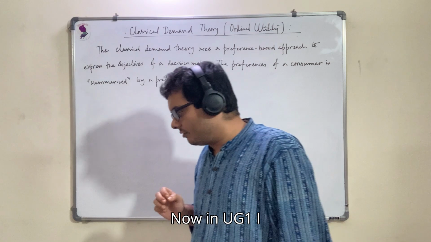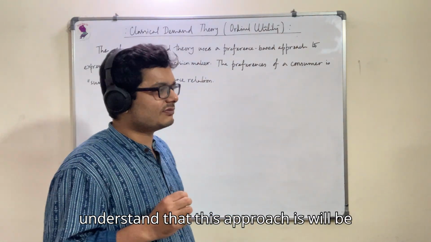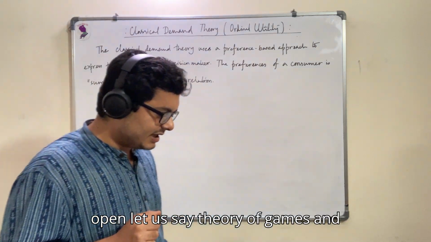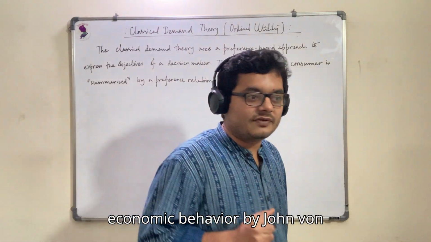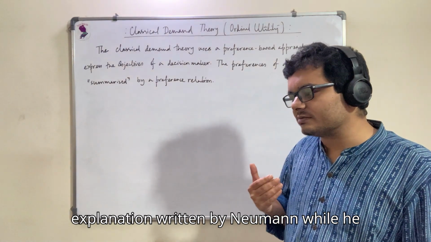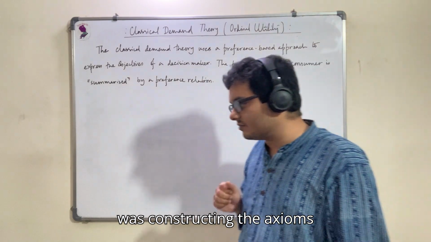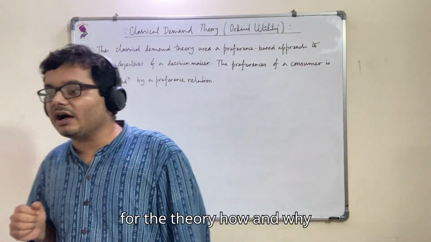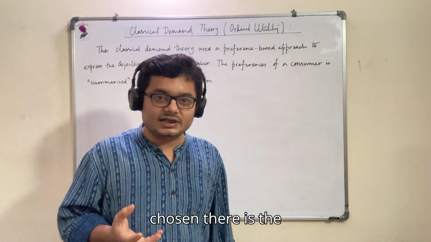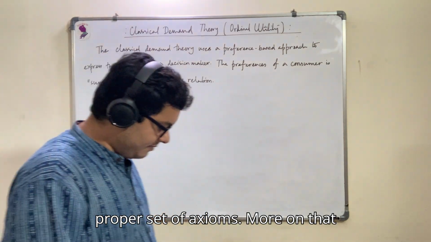Okay. Now, in UG1, I understand that this approach will be more or less unknown to you. But if you open, let's say, Theory of Games and Economic Behavior by John von Neumann, there you will see a nice explanation written by Neumann while he was constructing the axioms for the theory, how and why the set of axioms that he had chosen is the proper set of axioms. Okay, more on that later.